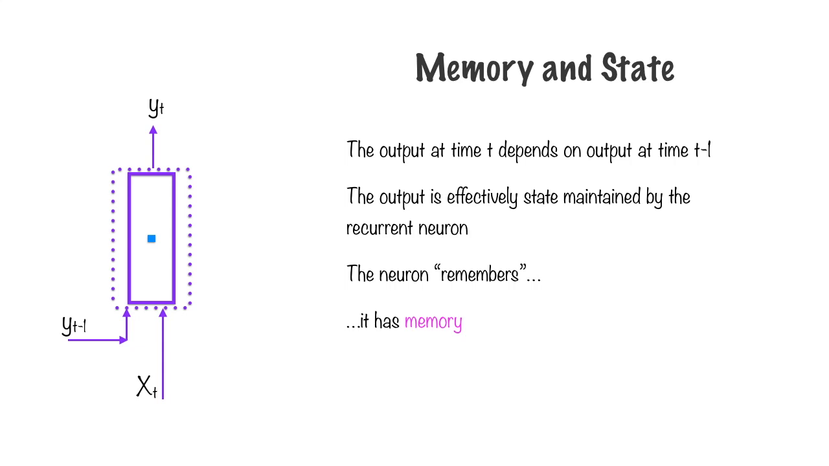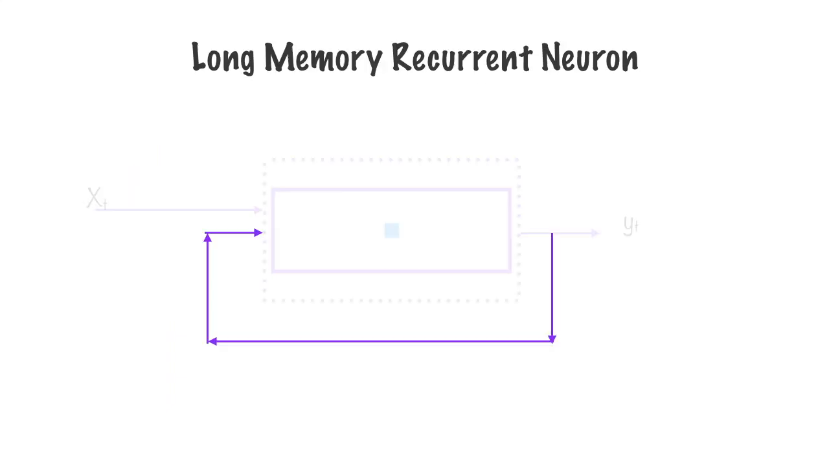In order for the neuron to remember long term state, we can make the internal memory of the neuron a little more sophisticated. In such a case, you can imagine that it's not just the previous time instance's output that is fed back to the input, it is this long term state depicted by H that is fed back to the input of the recurrent neuron.